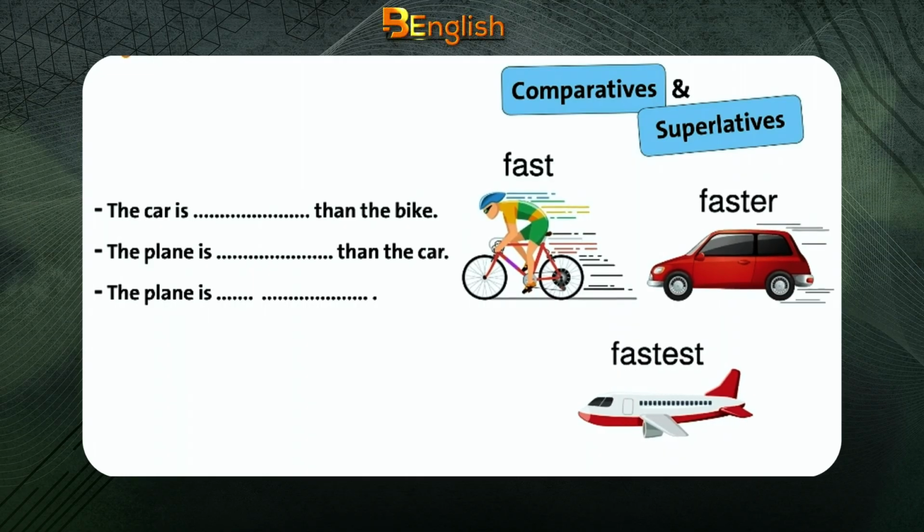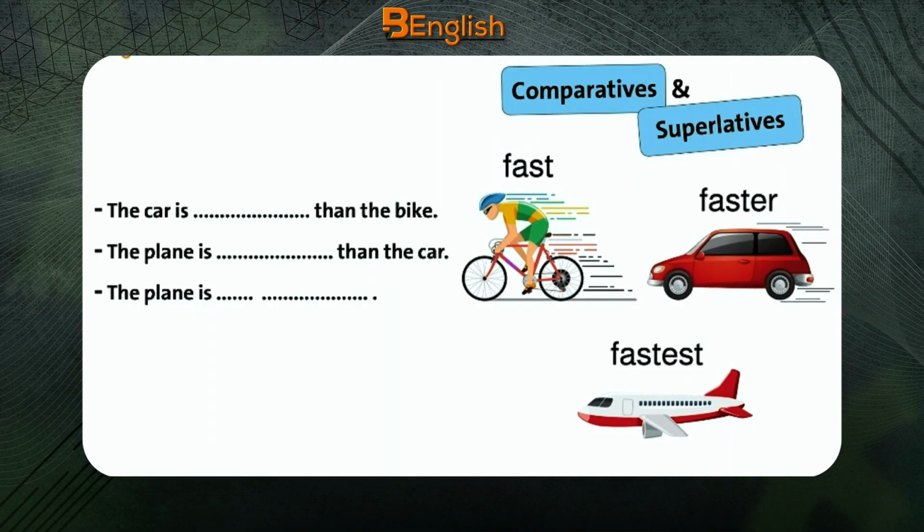Comparatives and superlatives. Fast, faster, fastest. When I want to compare two objects or two people, I add ER to the adjective. So I use faster, for example. When I want to say that somebody is the best, when I want to use the superlative, I add EST to the adjective, for example, fastest. And before the word fastest, I put the fastest. Let's look at the examples.